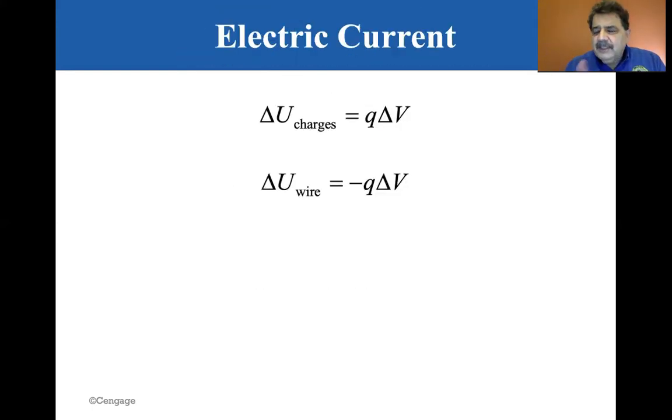And that's it for this section. We'll stop the share and we'll go on with section 17.2, a microscopic view of current and drift speed.